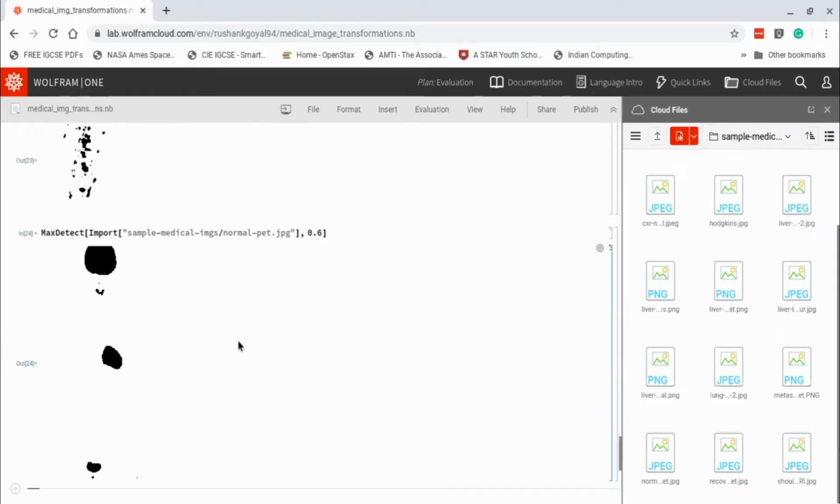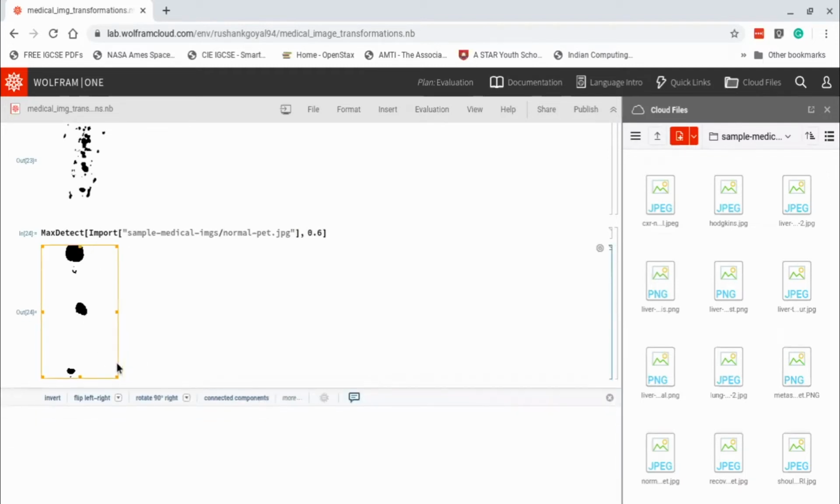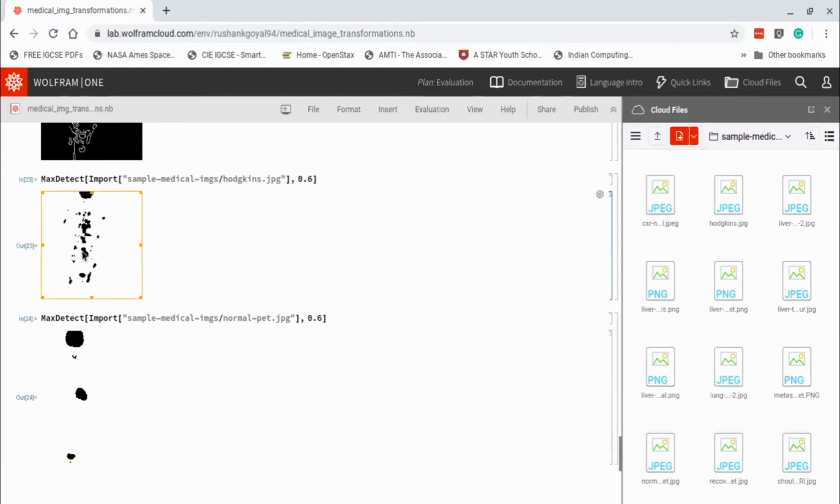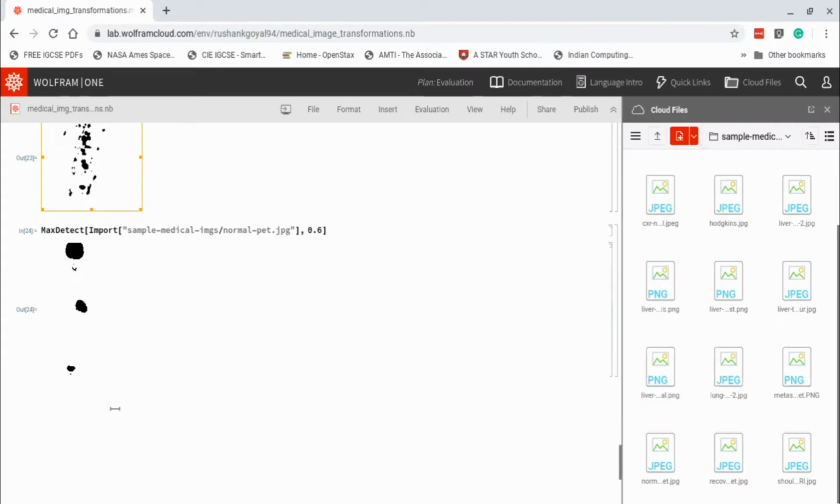So if you see, these two are clearly very different. If you would train an AI algorithm to just use these two, it would clearly be able to tell the difference. This one has only 3 spots, while this one has a lot of hypermetabolic regions. Yeah, that's a clear difference.